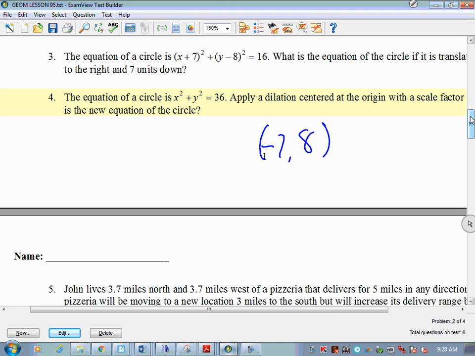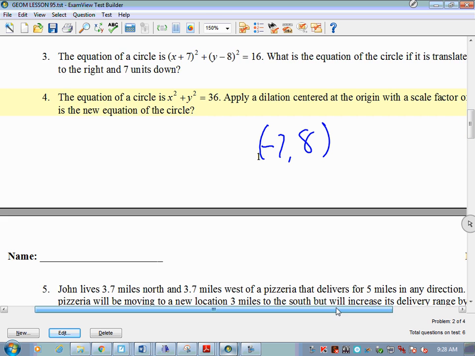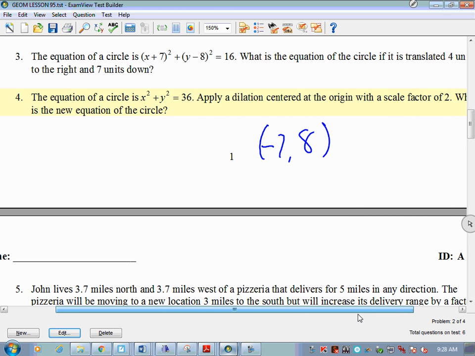What is the equation of the circle if it's translated, let's pull this over, 4 units to the right? Does going to the right add or subtract? It adds. So we're going to add 4. And 7 units down, what does going down do? Subtract. Okay? So what's negative 7 plus 4? Negative 3. What's 8 minus 7? 1. So the new coordinates are negative 3, 1.